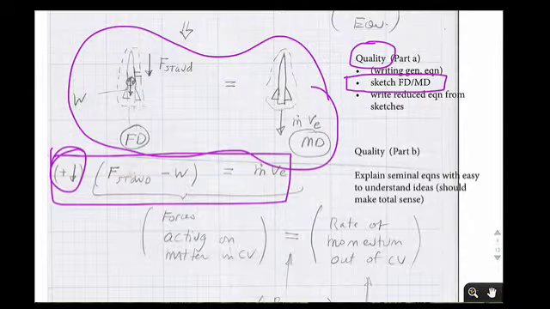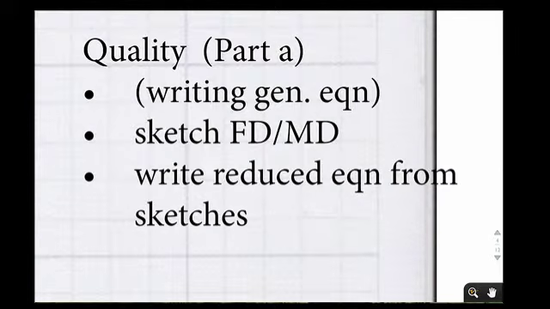It's very useful to define your positive direction. In this case, I define the positive direction as downward. So again, quality is what good engineers do or how to solve problems in easy ways. For the momentum equation, we look for sketching the force diagram and the momentum diagram, and then from the pictures you just write the reduced equation. And it's also useful to write the general equation, but I don't always do that because all the stuff you need is really right there. So I put this in parentheses.